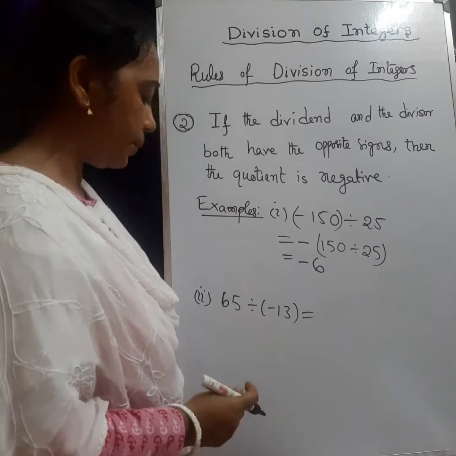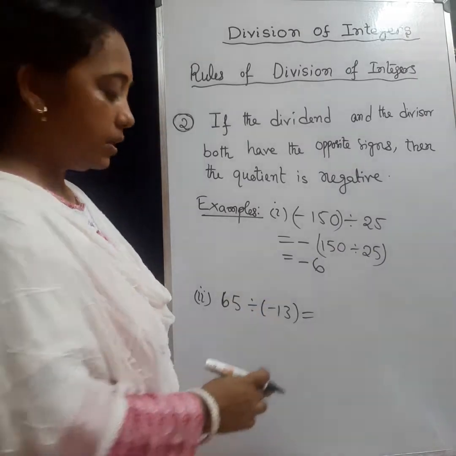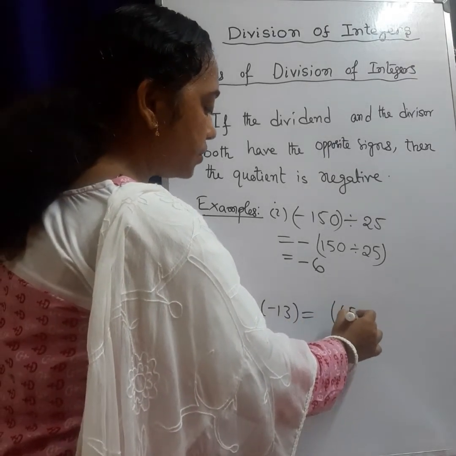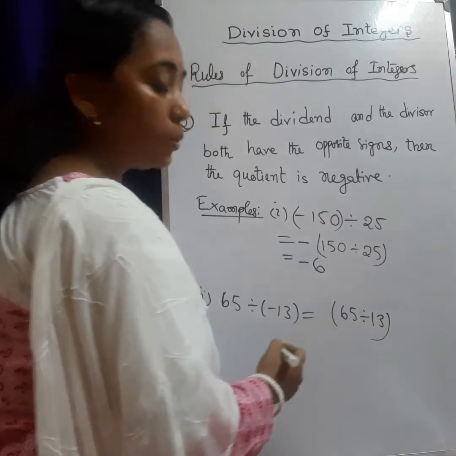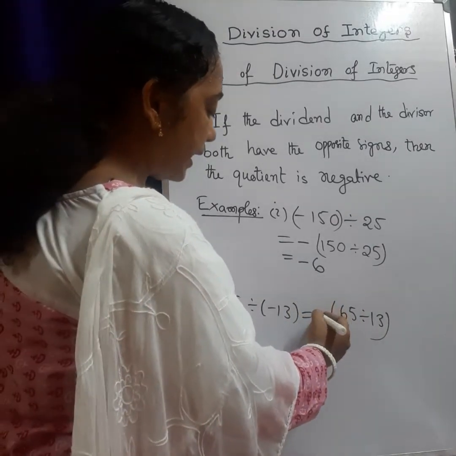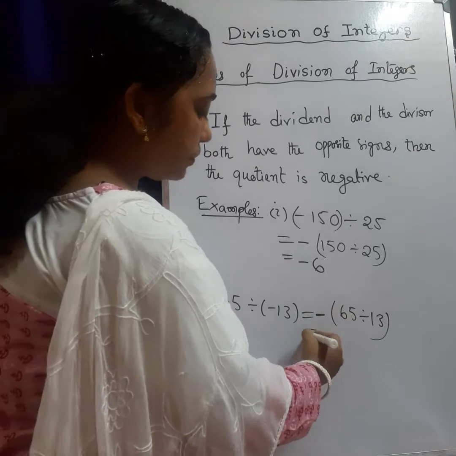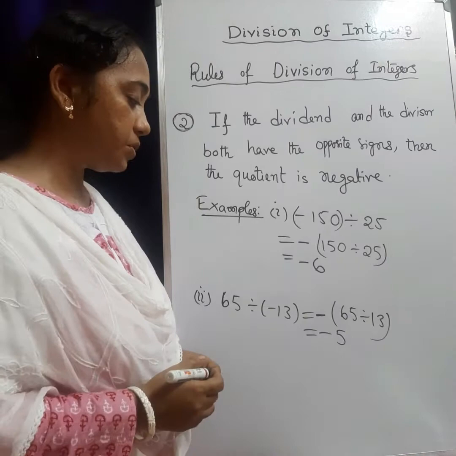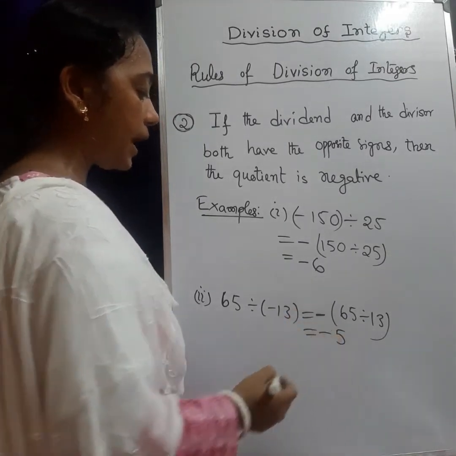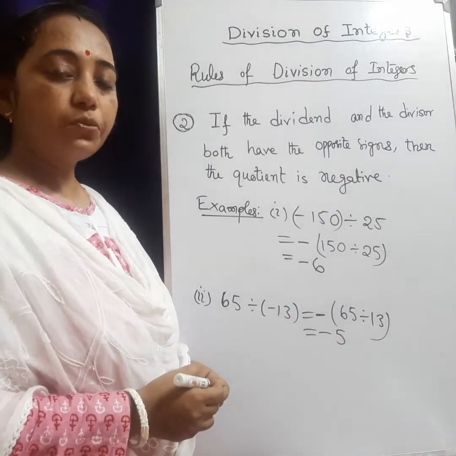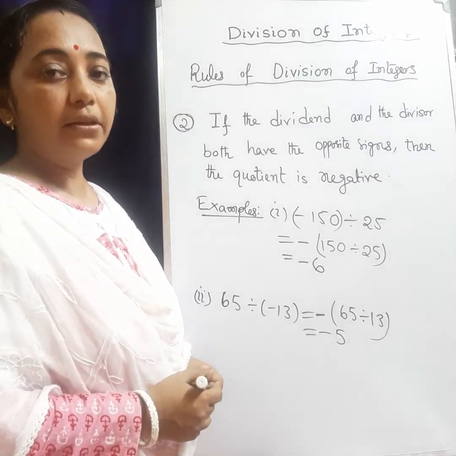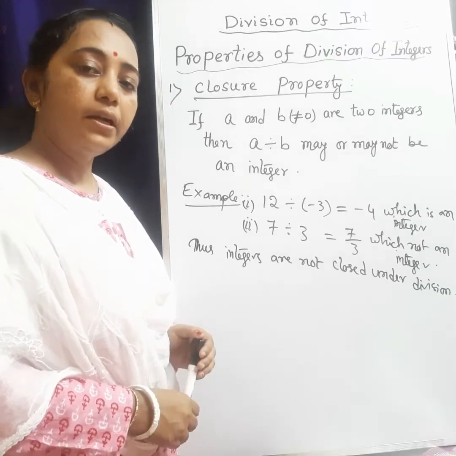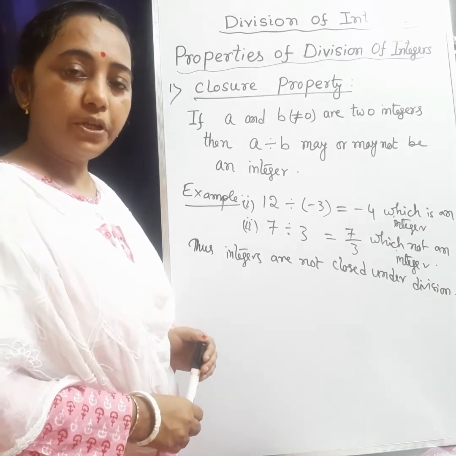So we get the answer minus 6 as the quotient. Now consider the second example, 65 divided by minus 13. Here the divisor is negative, so again we first divide them without their signs. So 65 divided by 13, and we put the negative sign to the quotient. Dividing 65 by 13 gives 5, so we get the result minus 5. In this way we can divide two integers, whether they have the same sign or opposite signs. Now let us see some properties of division of integers.